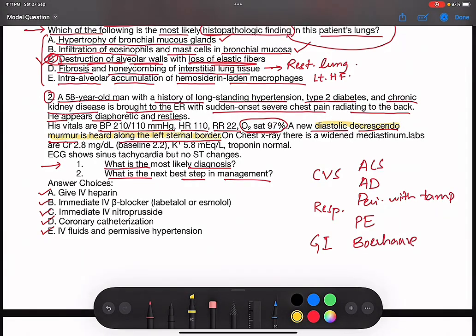On chest X-ray, there is a widened mediastinum. This is again a buzzword. Labs show creatinine is 2.8 milligram per deciliter, where baseline is 2.2, and a potassium of 5.8, again elevated, and troponin levels are normal. ECG shows sinus tachycardia but no ST changes.